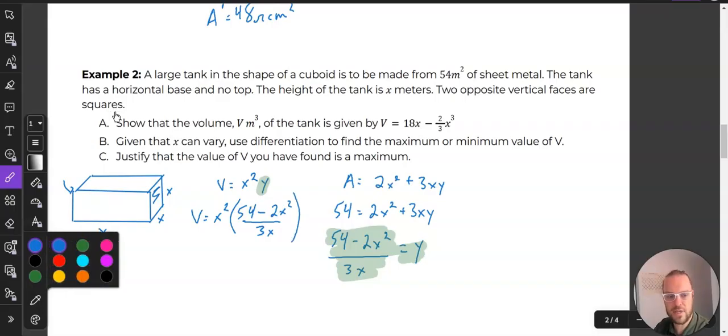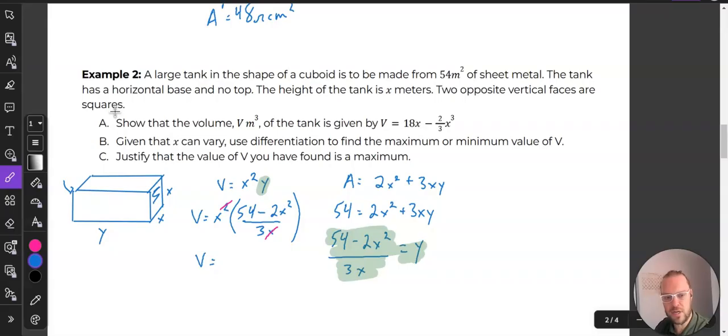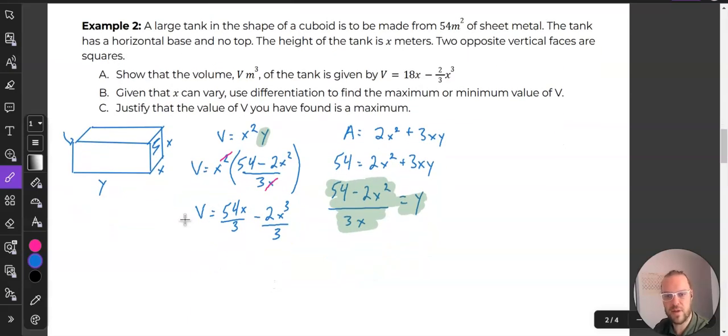Now, personally, I think it's going to be simplest if we remove one of these common factors right away and get rid of that x and just multiply an x in. So then I'm going to get 54x over 3 minus 2x cubed over 3. Now I can simplify that a little bit more, and I'm going to get 18x minus 2x cubed over 3. And so we have now checked off A. We've done exactly what it told us to.